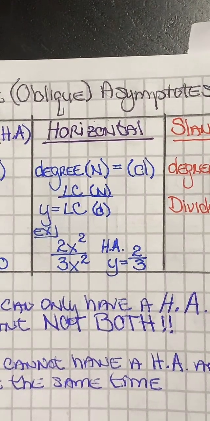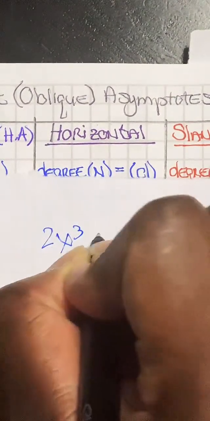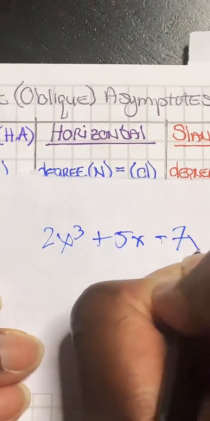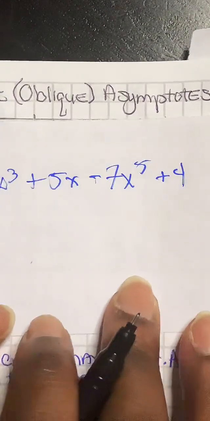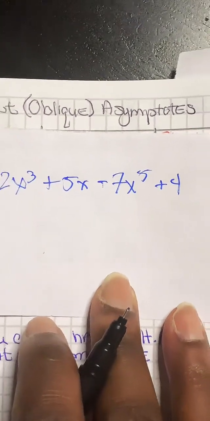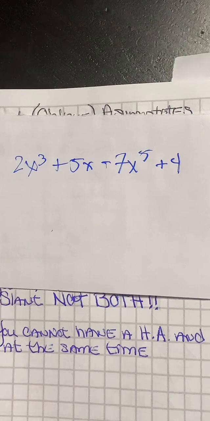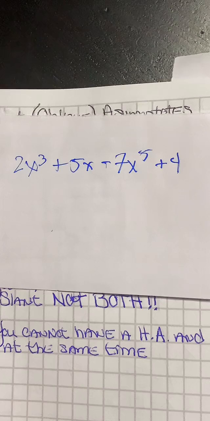Let me take this on the side piece of paper real quick. If they had like 2x to the third plus 5x minus 7x to the fifth plus 4. I know the handwriting is horrible, I was just doing a really quick sketch. What is my leading coefficient? Let's put that into the chat. What is my leading coefficient?